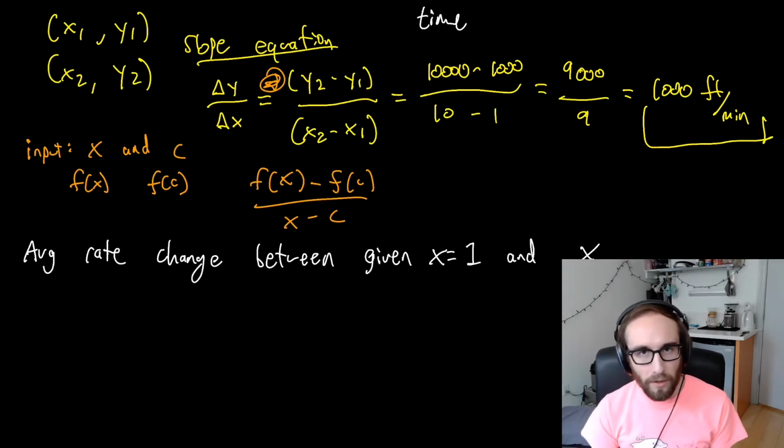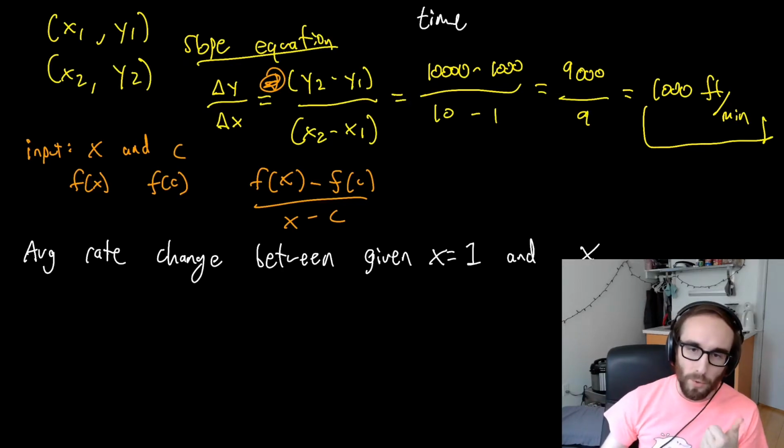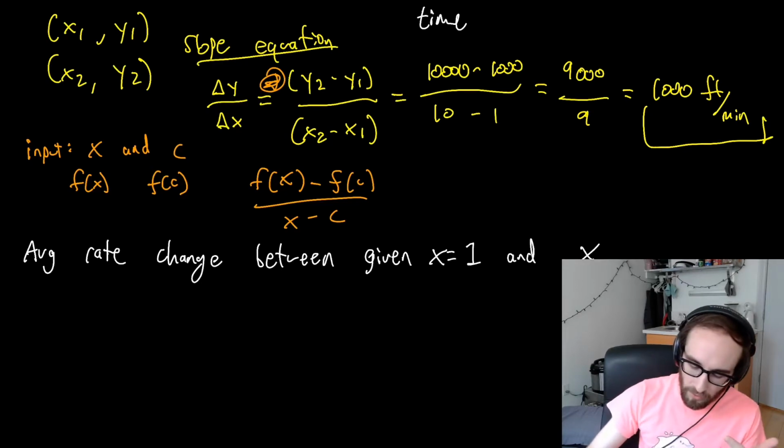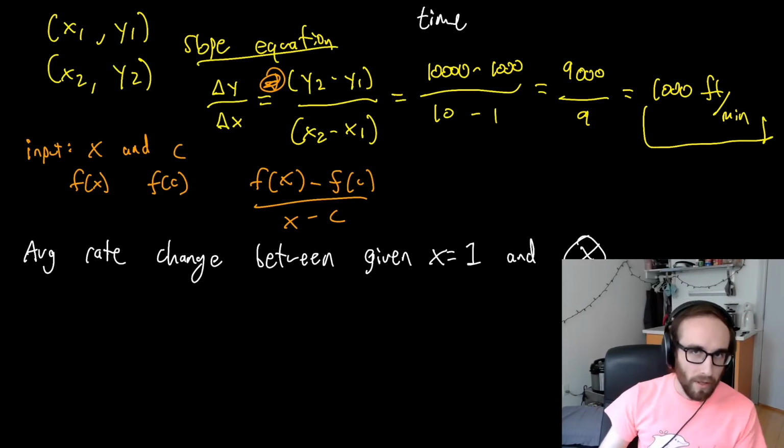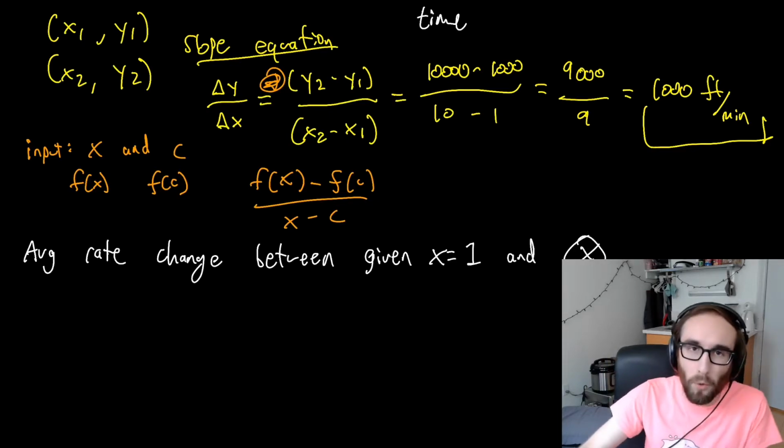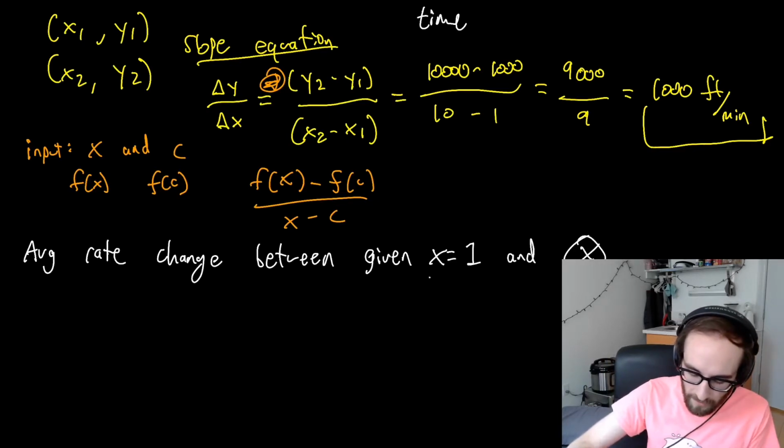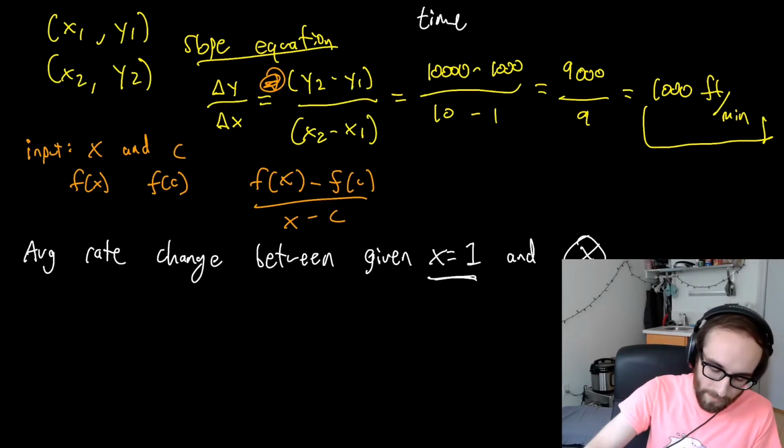So that way we could find this equation and then really quickly average rate of change between 1 and 3. We just plug in 3 for x into our equation. We can find the average rate of change. Plug in 4 for x. We can find average rate of change. So we don't have to go through the entire process if we're looking at x equals 1 more than once.